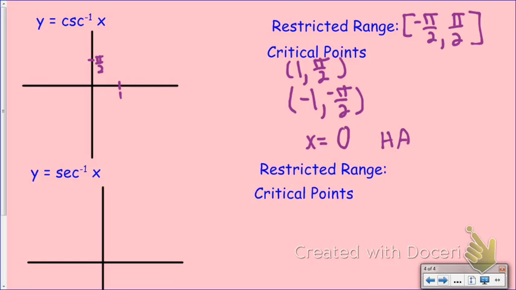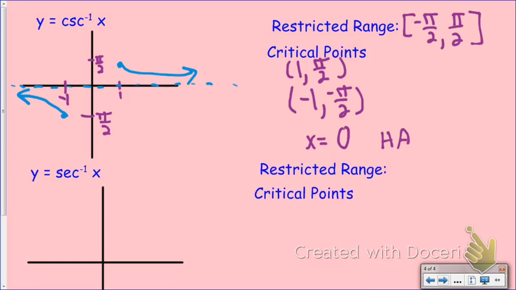So this graph is going to look a little different. So I'm going to plot those points that I know. I've got 1, pi over 2. I've got negative 1, negative pi over 2. And then there is a horizontal asymptote at 0. And then just like usual, this graph is going to actually approach that asymptote. So my graph is going to look a little bit different. It's going to look like that.